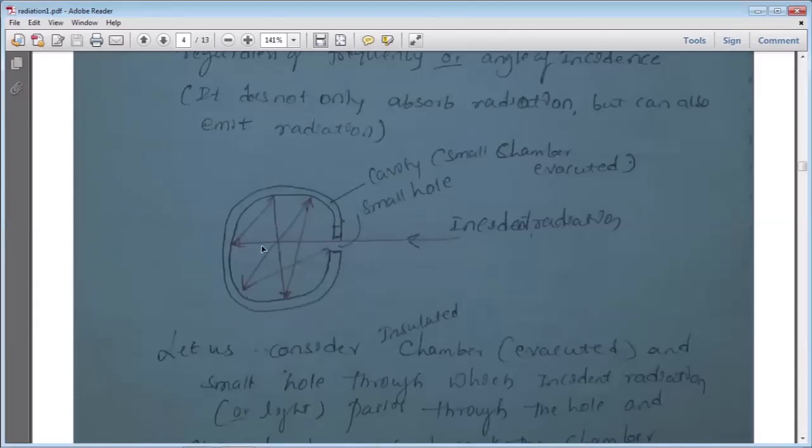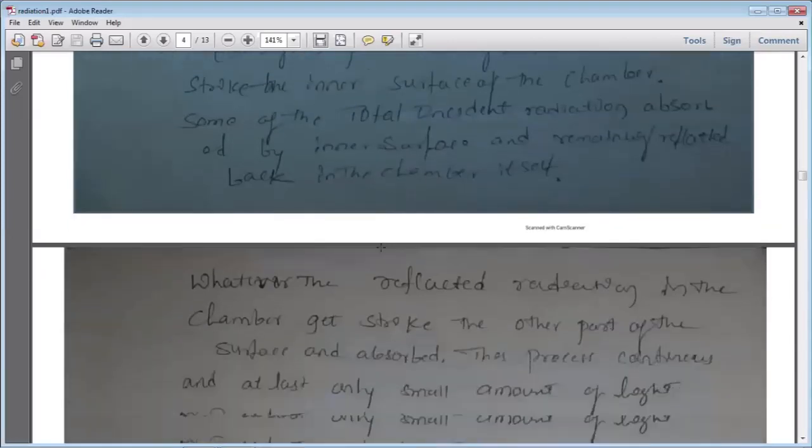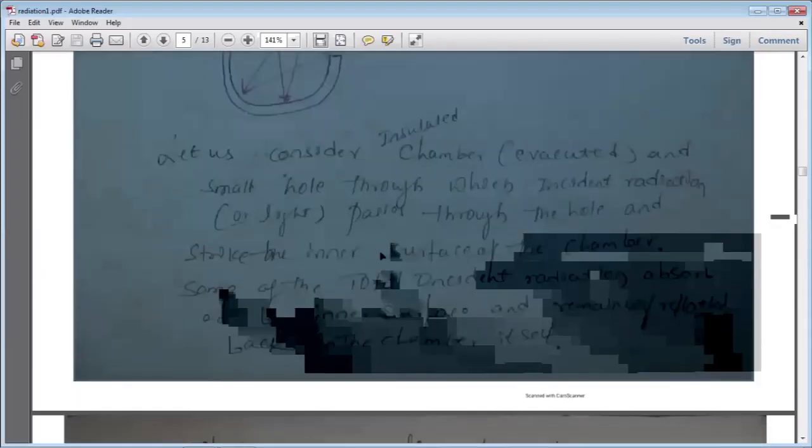Okay, so this is the diagram which describes what is called a black body. Understand? So this is the explanation regarding that, and we can go through this explanation also.